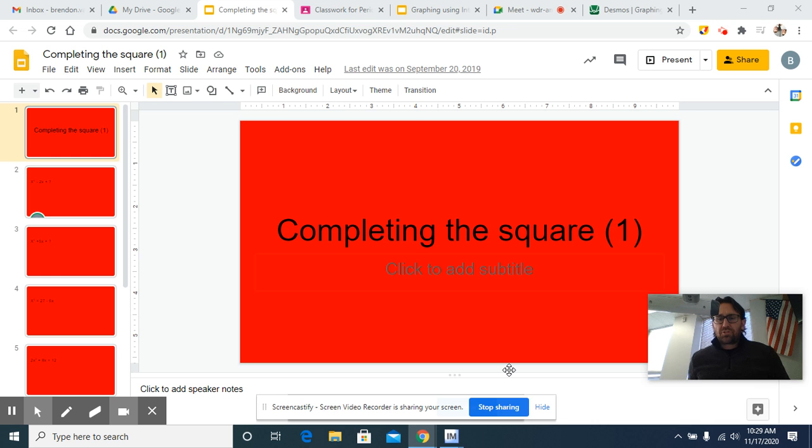Okay, completing the square. There's a couple methods for completing the square. One is to find the roots. That's what we're going to cover today.